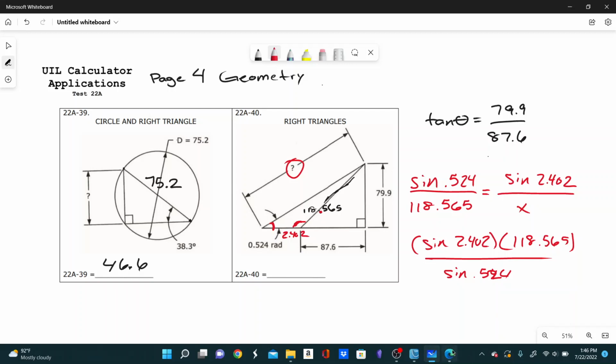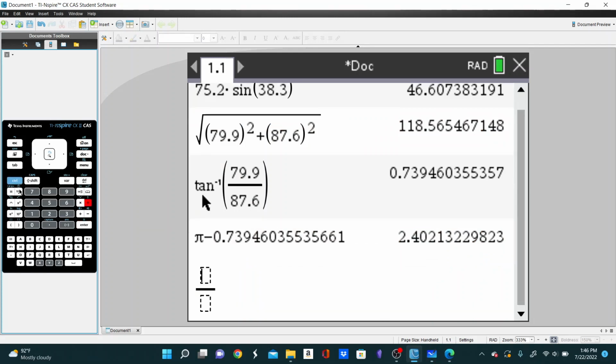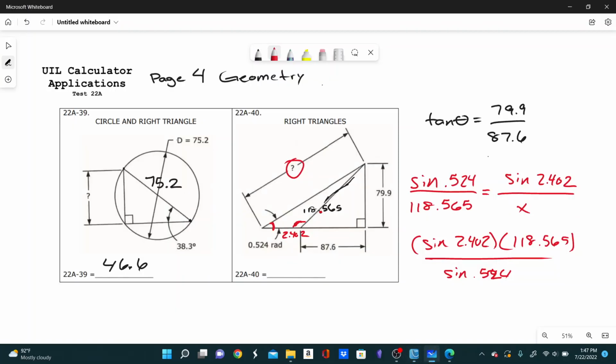So we do that in the calculator real quick. Sine of 2.402 multiplied by 118.565 divided by the sine of 0.524. This should give us the side length, so rounding to 3 sig figs, 160. This side length right here is 160.